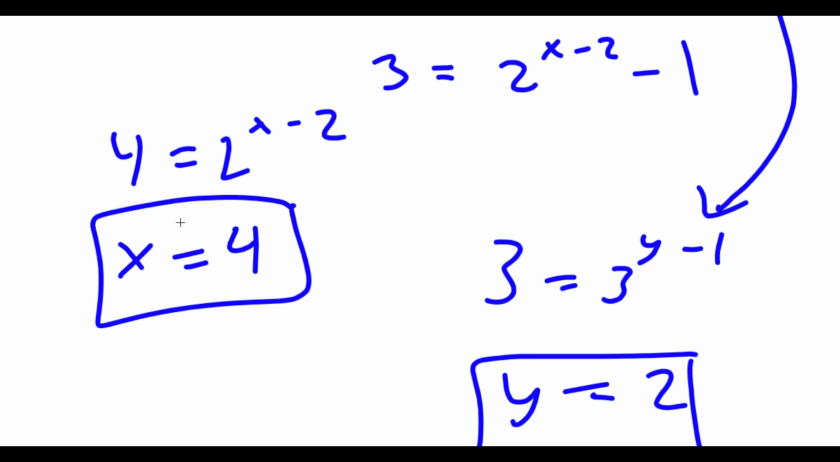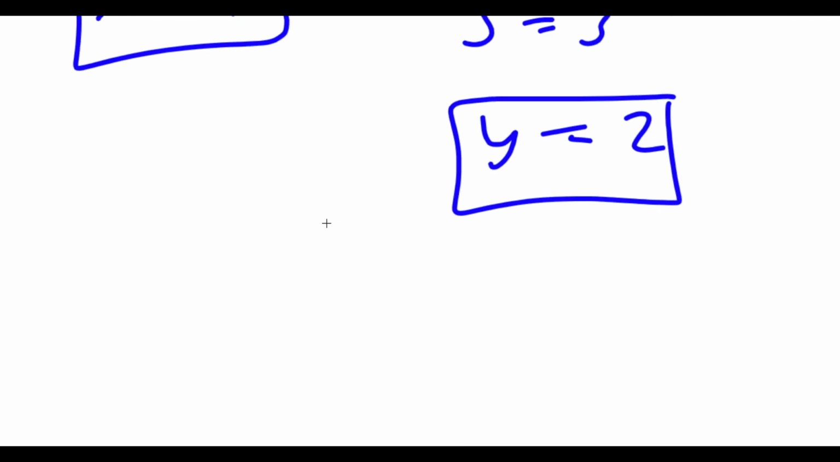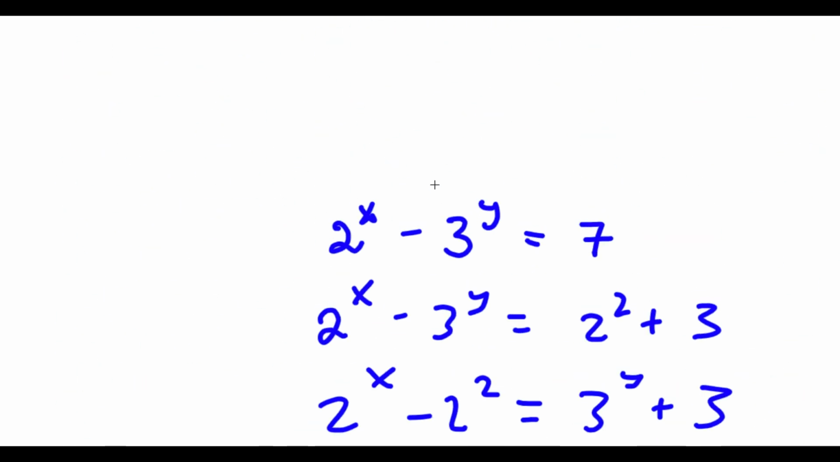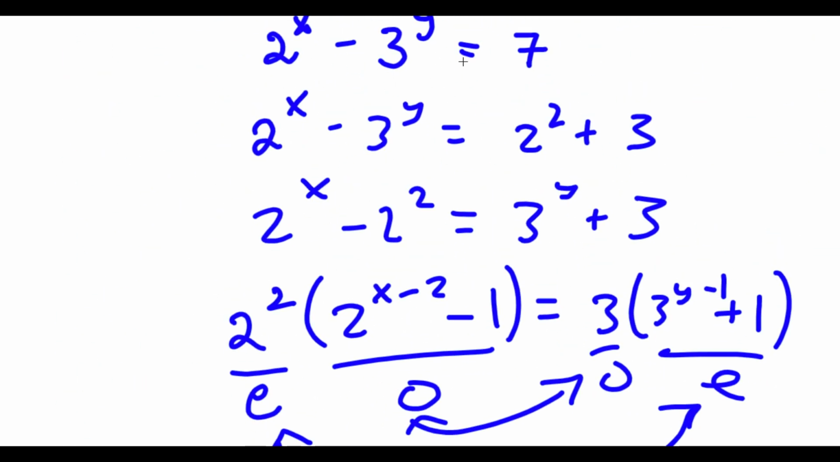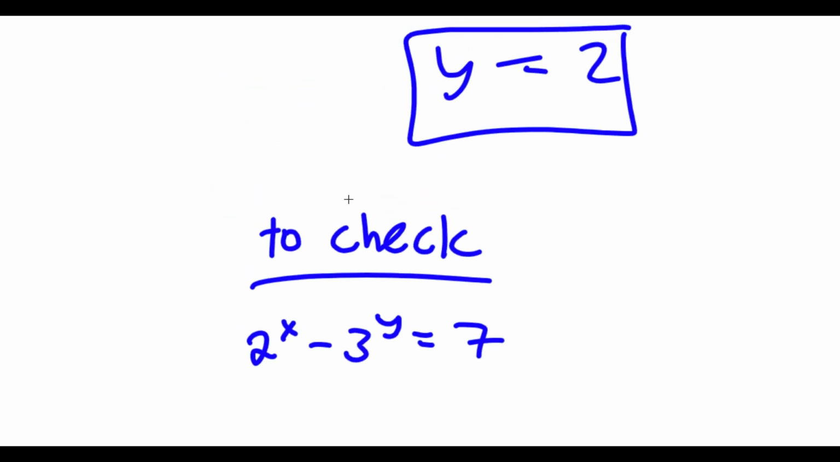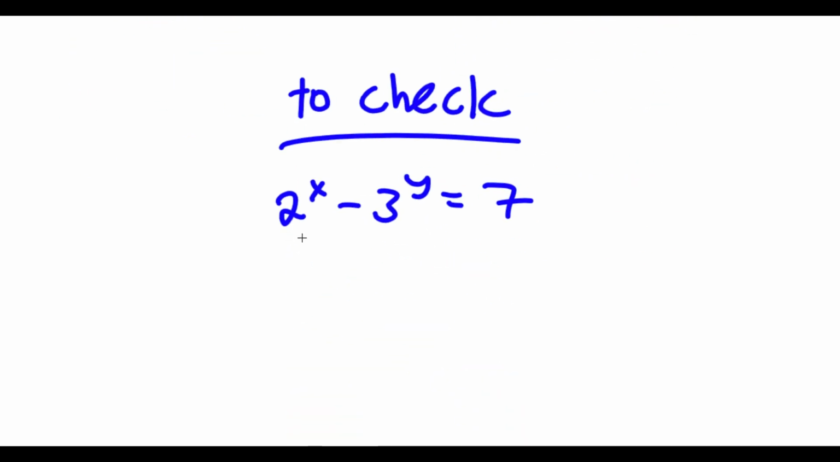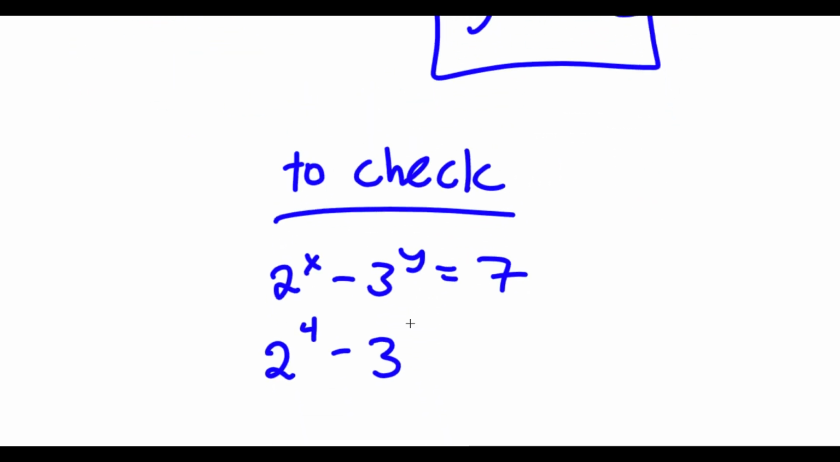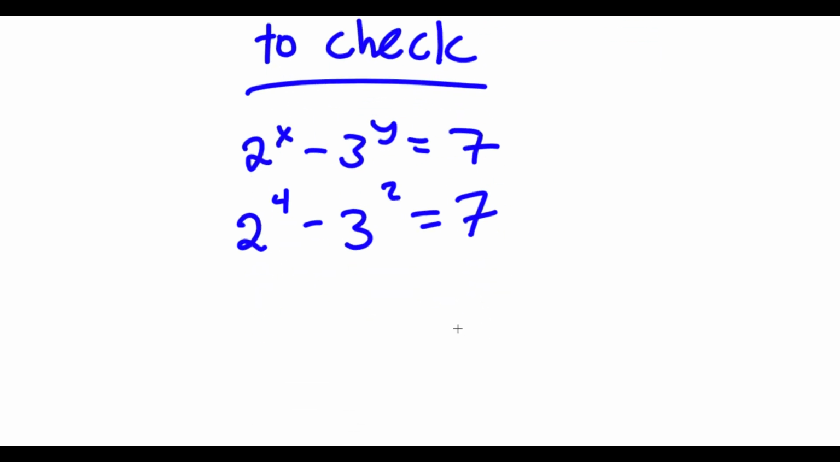Now, I'm going to go ahead and check to see if these two are right. So my original equation was 2 to the power of x minus 3 to the power of y equals 7. So now we know that x equals 4, so I have 2 to the power of 4 minus 3 to the power of 2 is equal to 7.